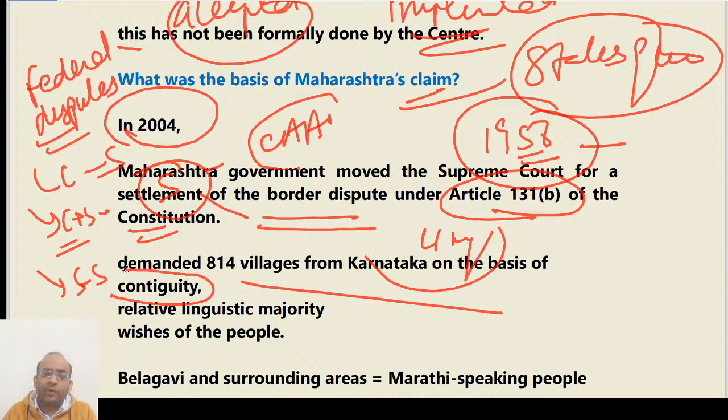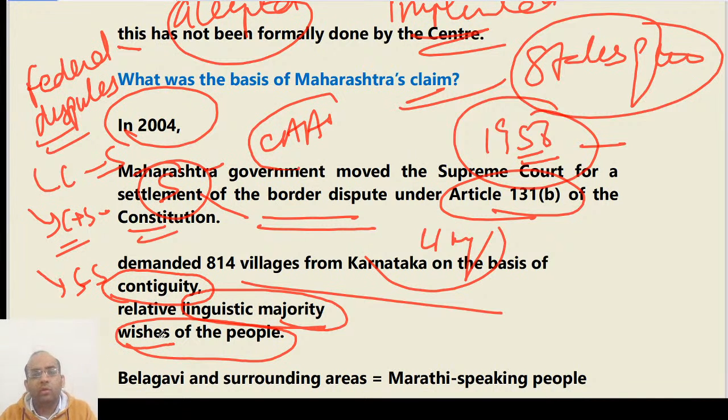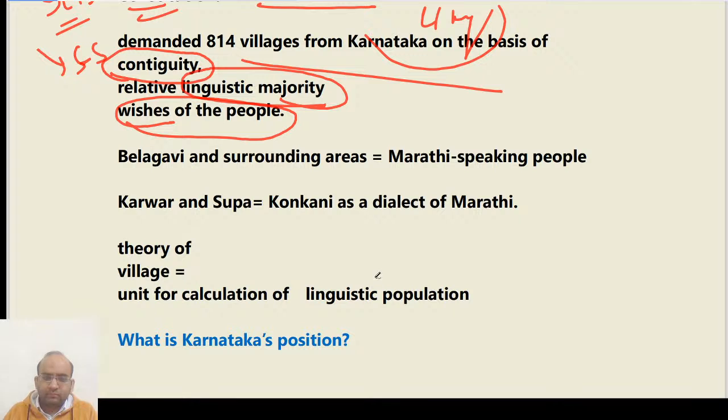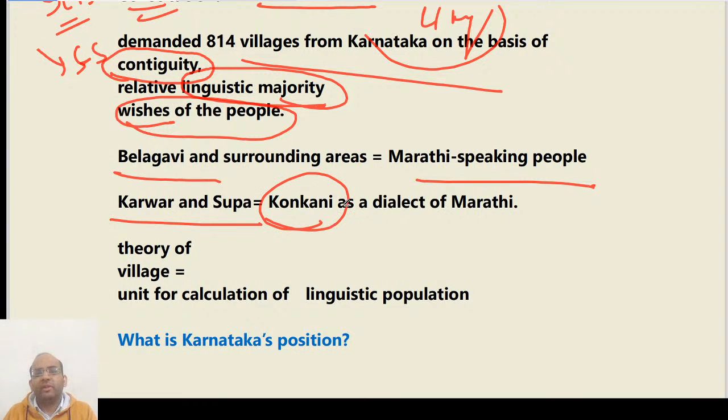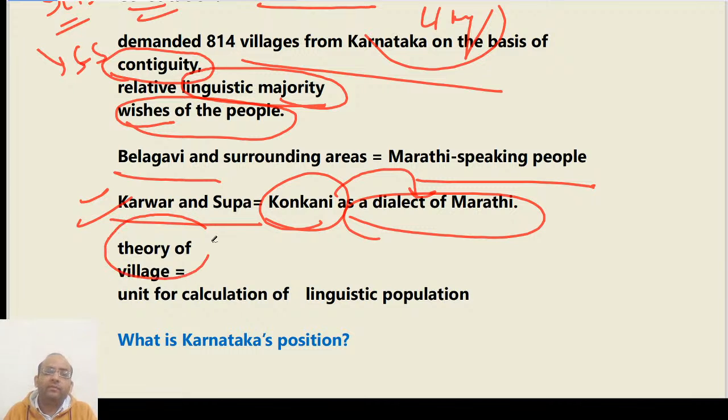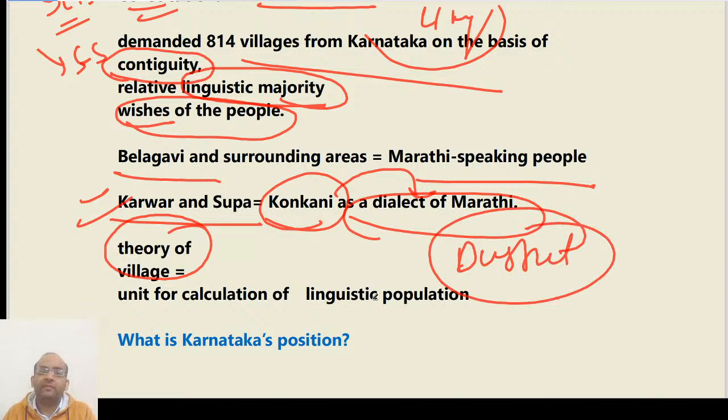First, they are bordering Maharashtra. Second, Maratha community majority. Third, Maratha people themselves want to be incorporated into Maharashtra. Then they say Belgavi has Marathi-speaking population dominance, and Karwar and Supa, here Konkani people are in majority. But Konkani is a dialect of Marathi, so that's why this region should also be included in Maharashtra. And they have given the theory of village. What does it mean? Do not take district as the unit of measurement of population of different communities.